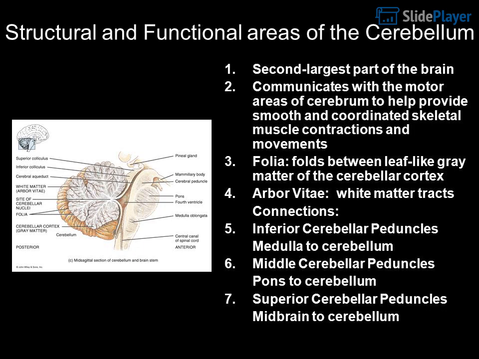Structural and functional areas of the cerebellum. 1. Second largest part of the brain. 2. Communicates with the motor areas of the cerebrum to help provide smooth and coordinated skeletal muscle contractions and movements. 3. Folia: folds between leaf-like gray matter of the cerebellar cortex. 4. Arbor vitae: white matter tracts.